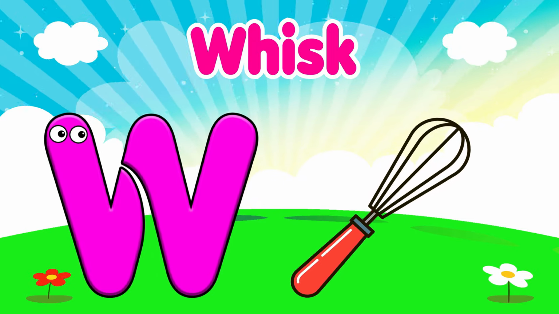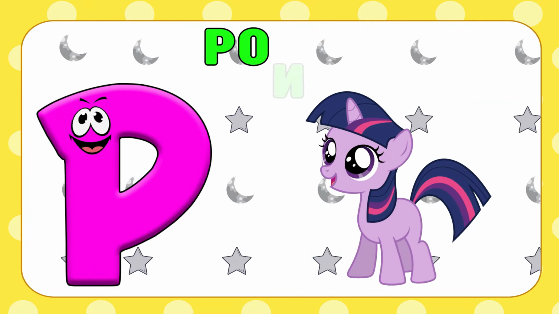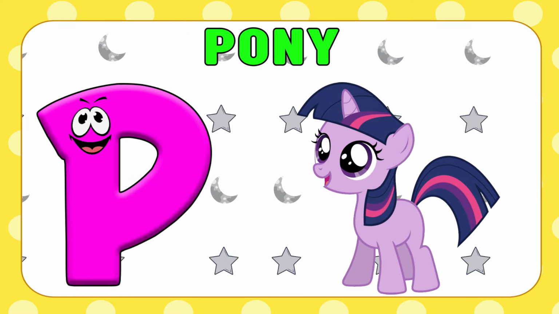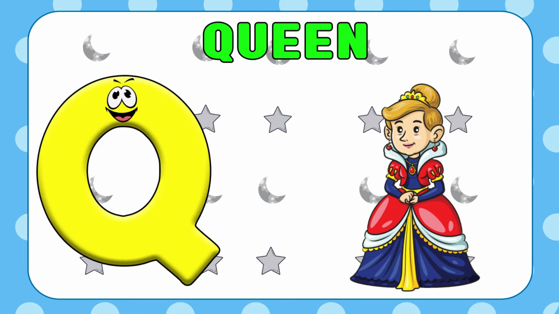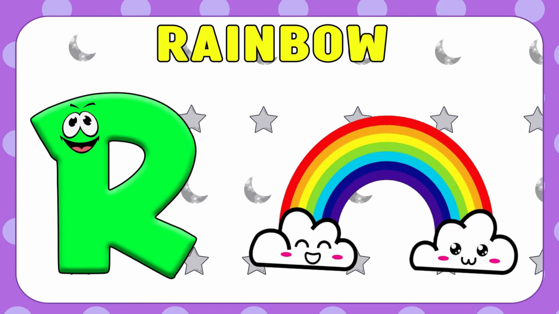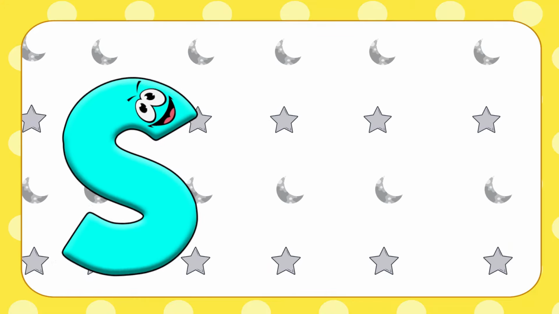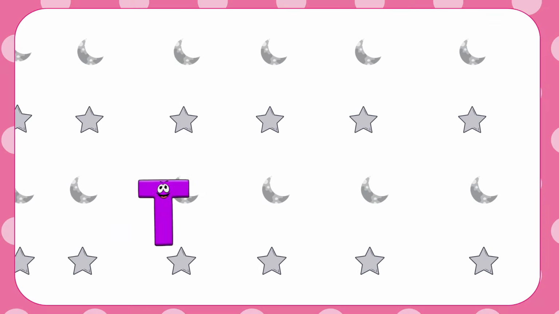M is for monkey. M, m, monkey. N is for needle. N, n, needle. O is for orange. O, o, orange. P is for pony. Pony. P, pony. Q is for queen. Q, q, queen. R is for rainbow. R, r, rainbow. S is for spider. S, s, spider.